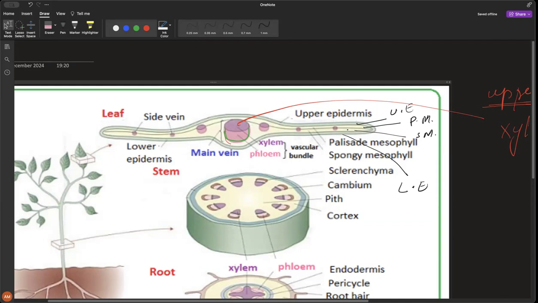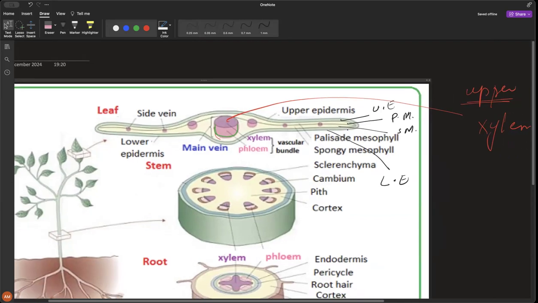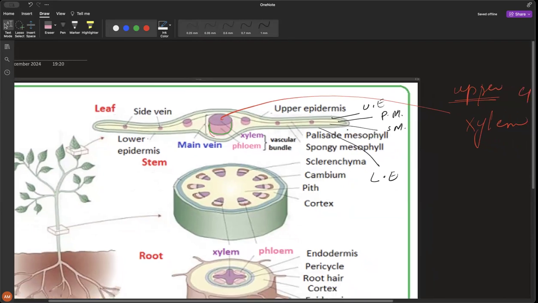This can be something that might be asked from you very frequently, so please make sure that you have this in mind. This is the cross section of a leaf in which you would be required to point out the xylem and the phloem. So you should be able to do that.